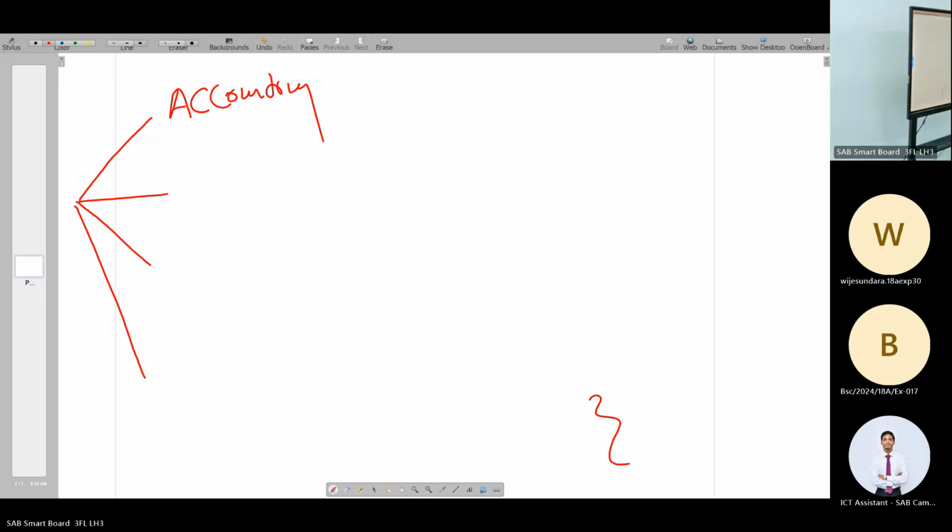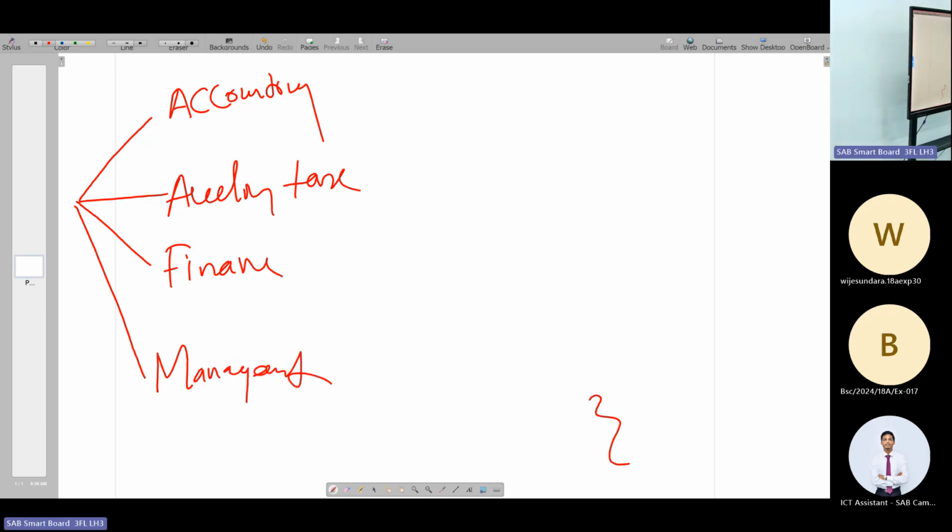Accounting, auditing and tax. It may be auditing and what else? Marketing, finance. We'll take the management. So these are the broad areas. Now, first step, you need to identify what should be my field of research. Right? What should be my field of research?